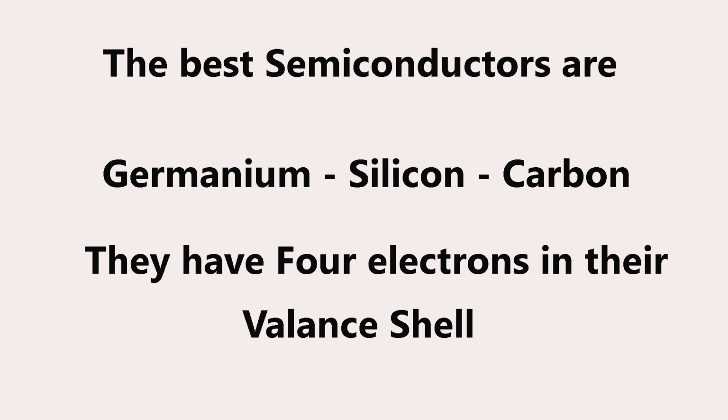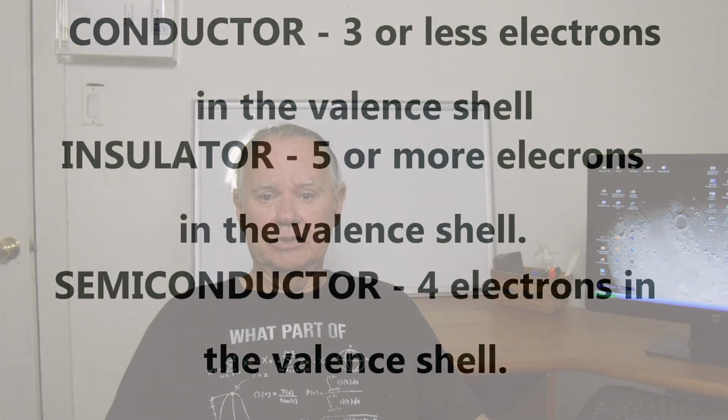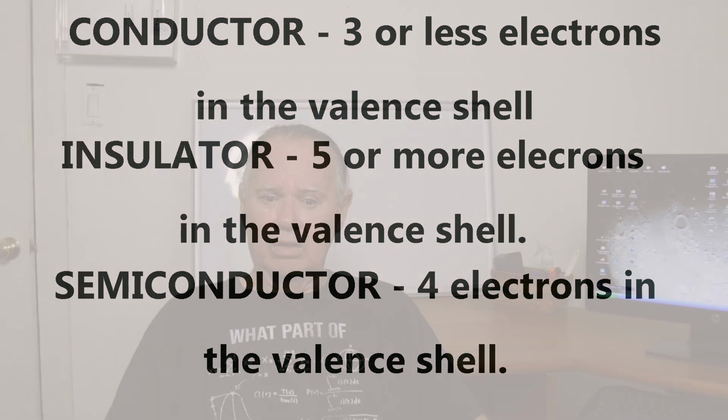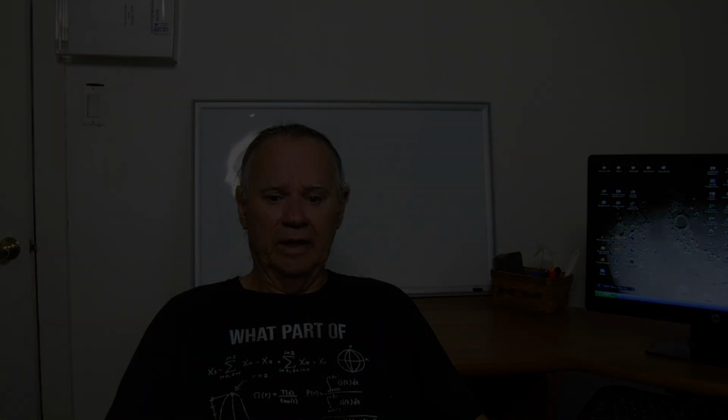So just remember, conductors have 3 or less electrons in the valence shell. Semiconductors have 4 electrons in the valence shell. And insulators have 5 or more electrons in the valence shell. And that's all we really need to understand about that.